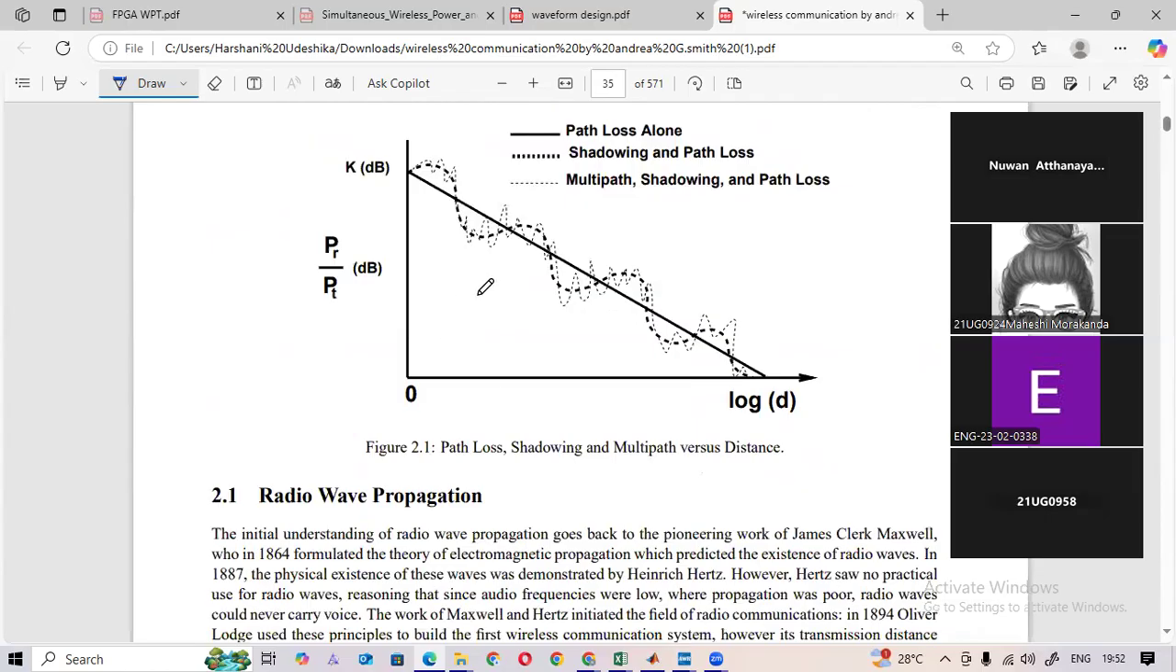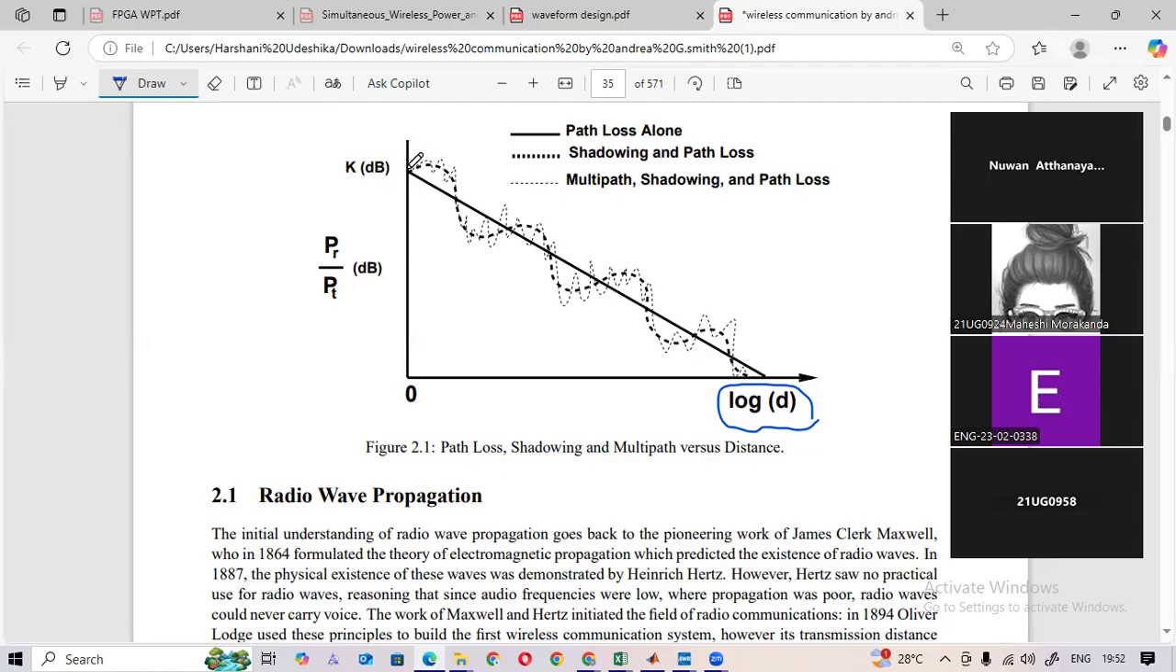Okay, and here you can see this is the distance, and the log scale is considered for the distance, because the distance will be very high. It may be 0 to 1,000 kilometers, 100 kilometers, so you need to scale it down. That is why you use log scale distance. Okay, so this is the gain of the channel.